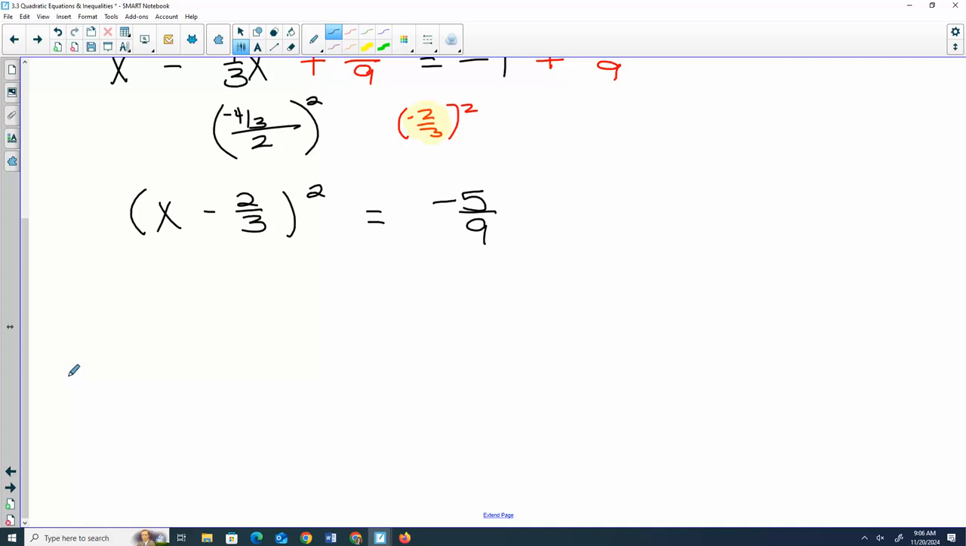Now we have to get rid of the square, so the opposite of a square is a square root. When you square root, you do plus and minus. So x minus 2/3 equals plus or minus.